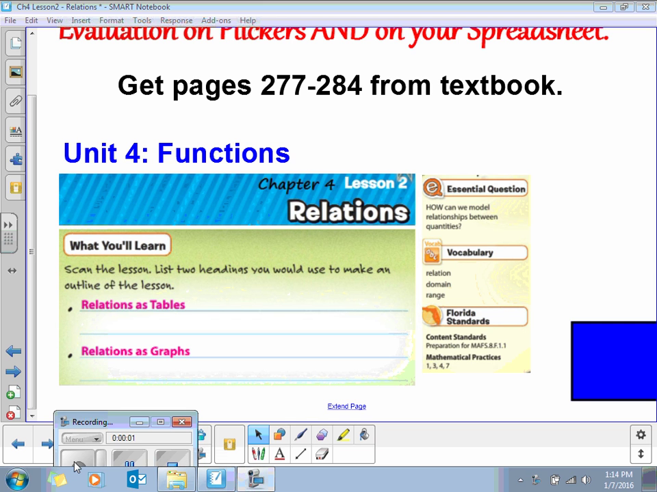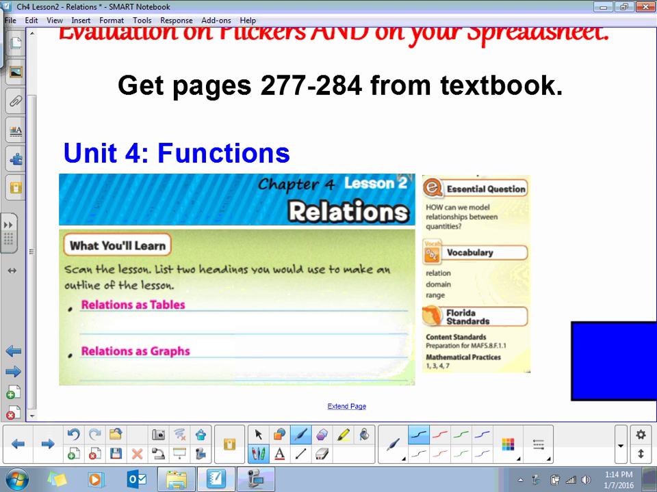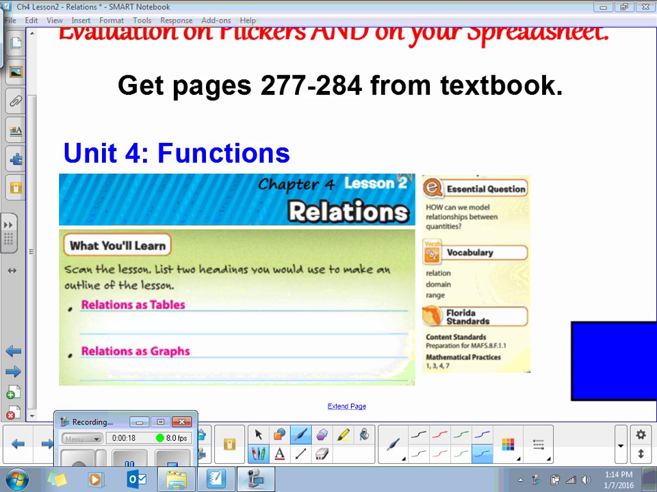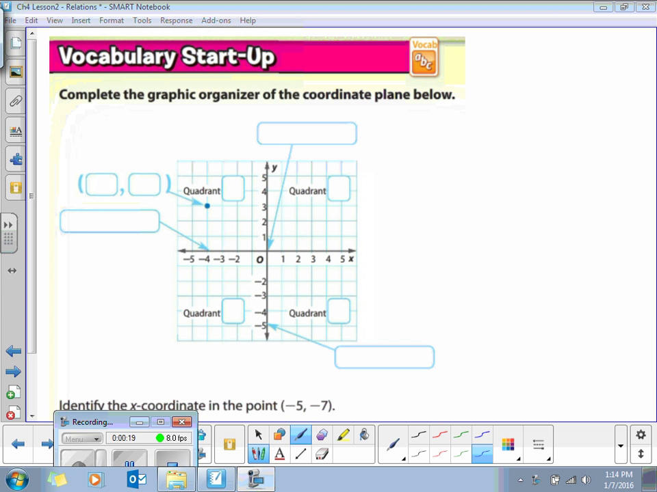Chapter 4 functions, we're looking at Lesson 2 in Chapter 4. Okay? And we're going to talk about relations as tables, and we're going to talk about relations as graphs. Before we do that, I want to do a little vocabulary setup here, okay?